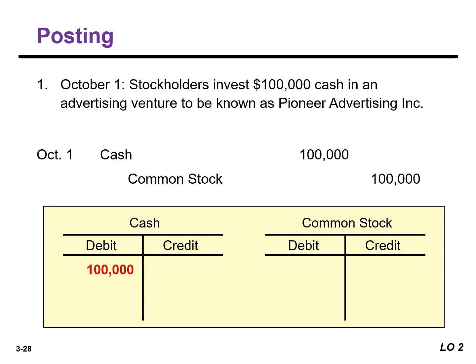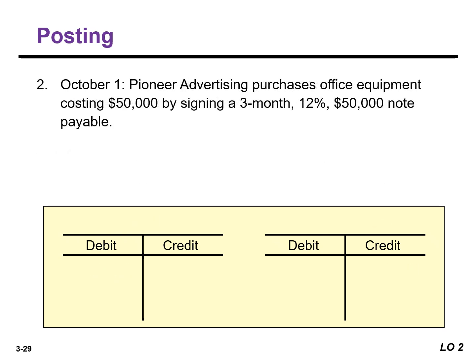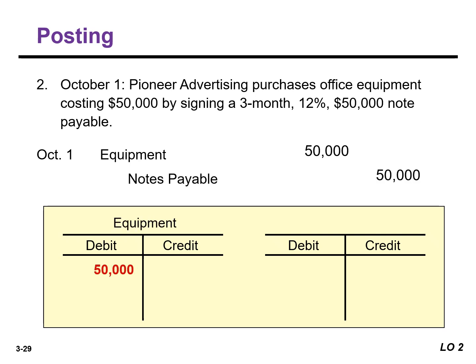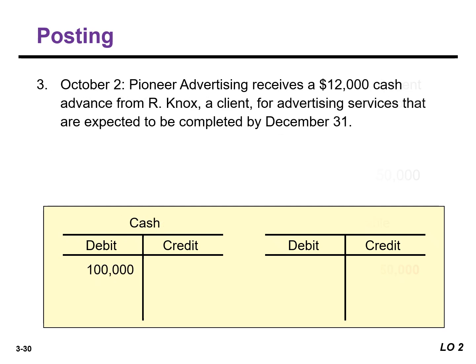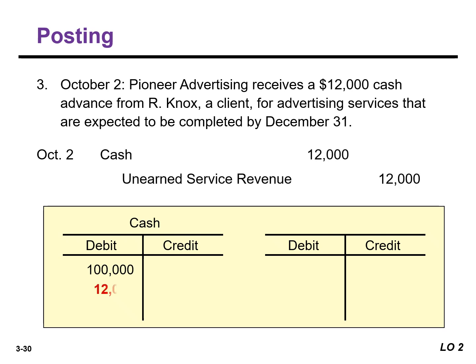If we look at our entries, here we invest $100,000. Then we buy office equipment with a note. So our equipment goes up, our notes payable goes up. We receive $12,000 in cash from a client, and it's unearned. So we're going to have unearned service revenue.